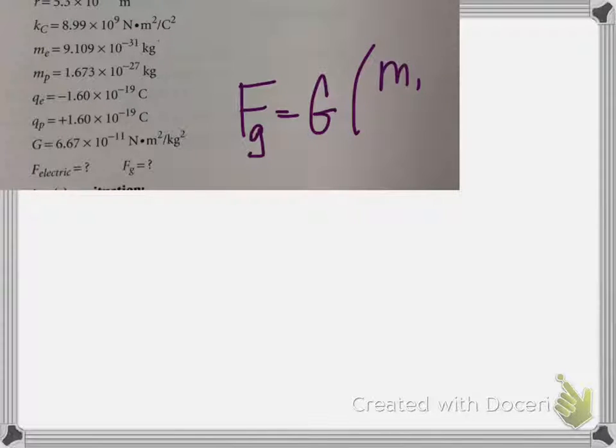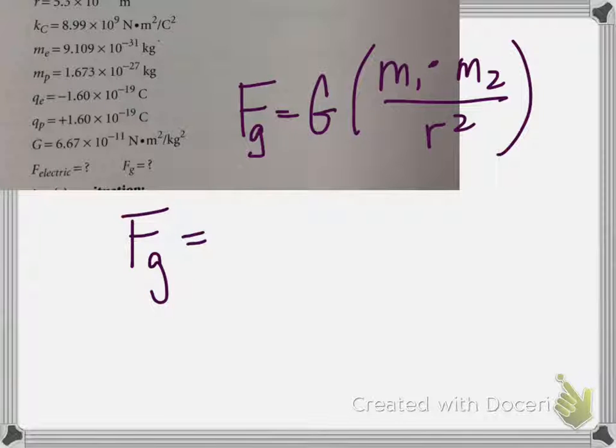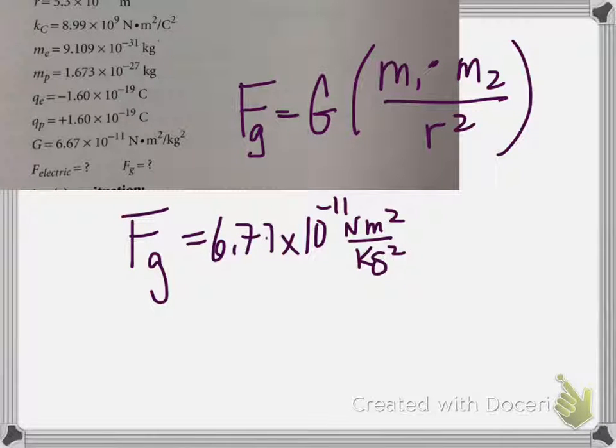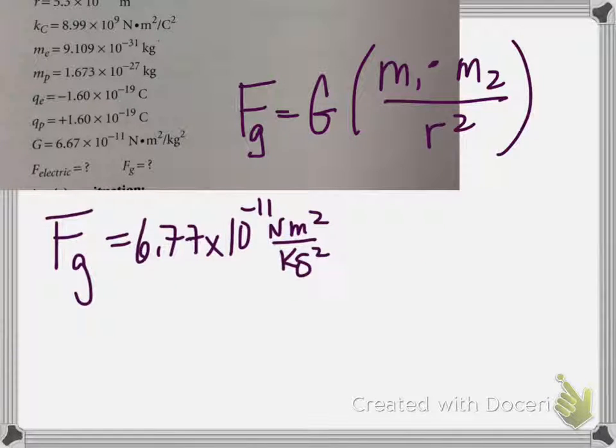times mass of object 1 times mass of object 2 divided by the distance between them squared. So the gravitational attractive force between these two things, well, 6.67 times 10 to the negative 11th Newton meters squared per kilograms squared. Let me move that over a little bit.